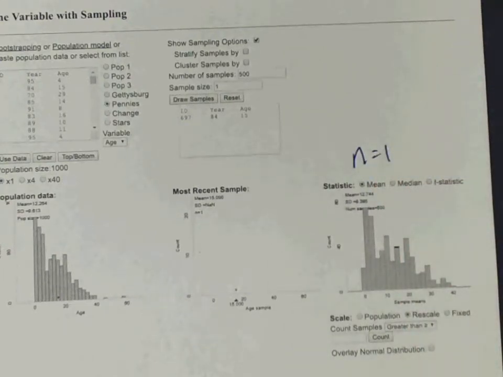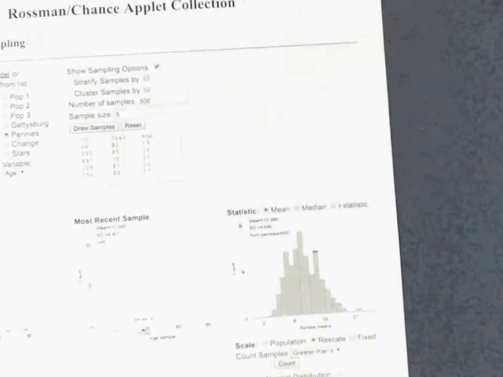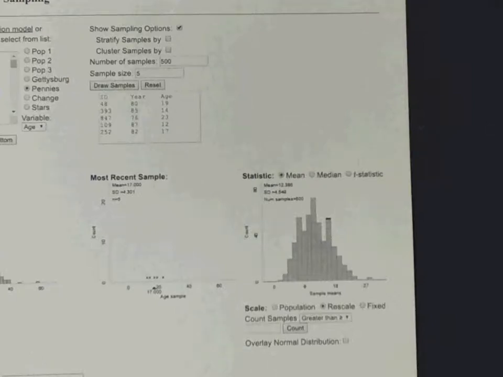Okay? The next thing they want us to do is to be able to have a sample size of 5. And if we look at a sample size of 5, what do you notice is happening with the shape of this graph?